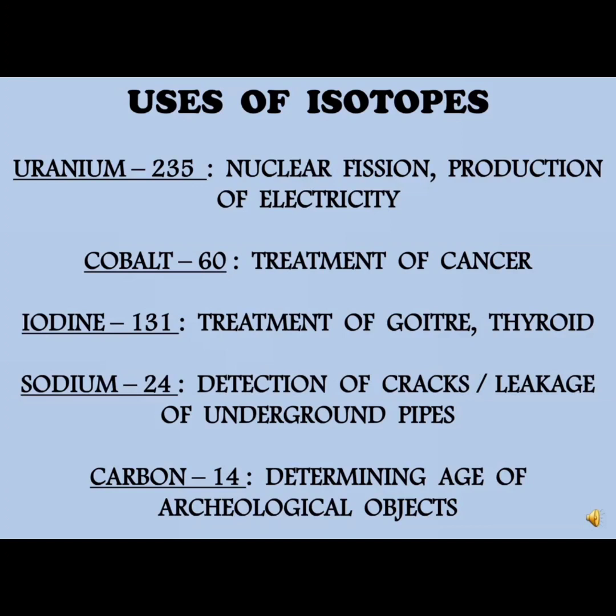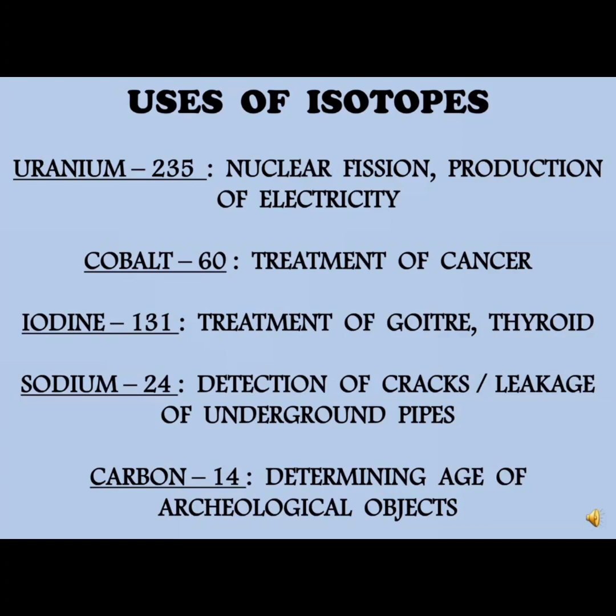In the previous chapter we had something about nuclear reactors, wherein a lot of power is generated, a lot of electricity is generated. So in nuclear reactors you have uranium-235 which is used for nuclear fission and for the production of electricity. Then another isotope, cobalt-60, is used for the treatment of cancer. Another isotope, iodine-131, is used for the treatment of dangerous diseases like goiter and thyroid. Isotope sodium-24 is used for detection of cracks and leakages of underground pipes.